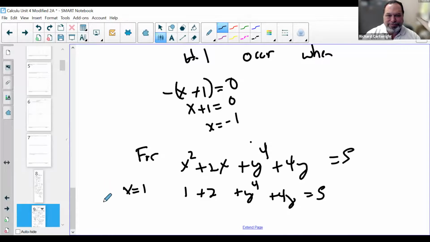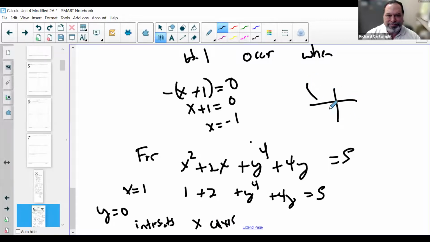Well, I do know what y is. y must be 0 if it intersects the x-axis. Why is that true? Because look, if you have a graph and it crosses the x-axis, then y is 0. So let me finish this up. 1 plus 2 is 3. 3 plus 0 plus 0 equals 5.